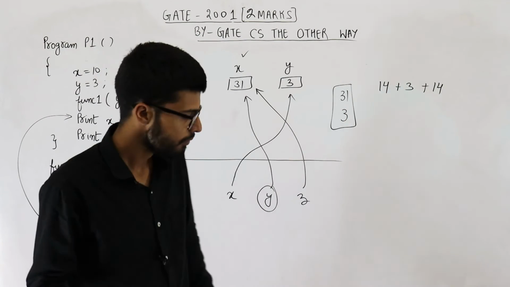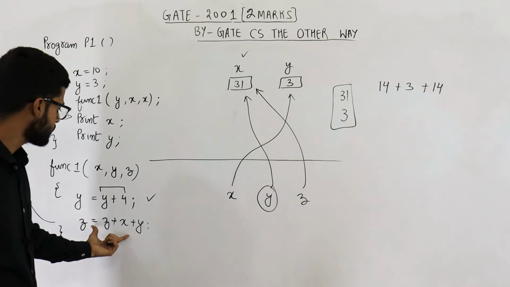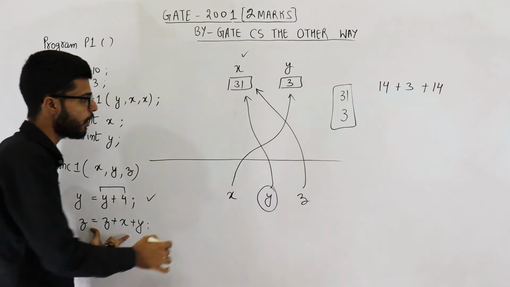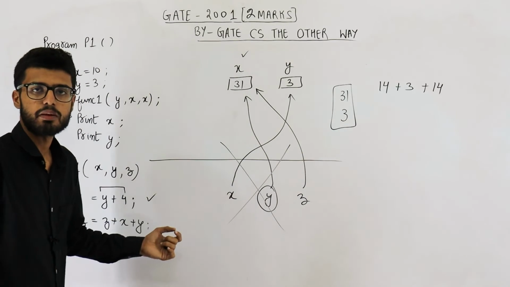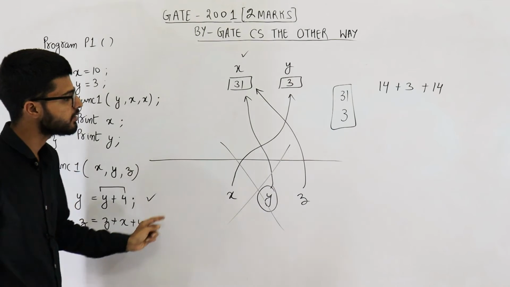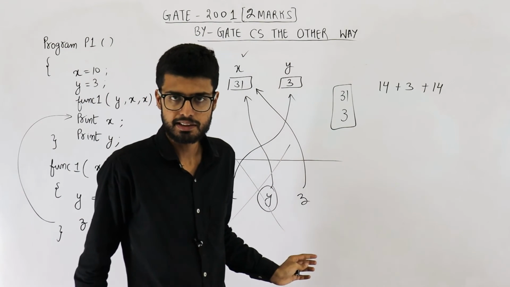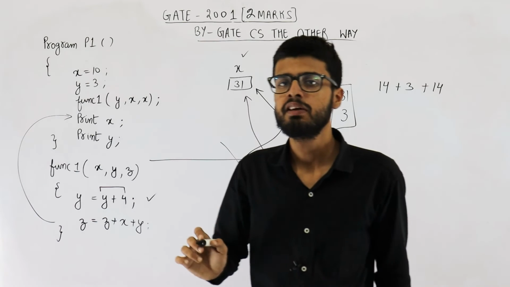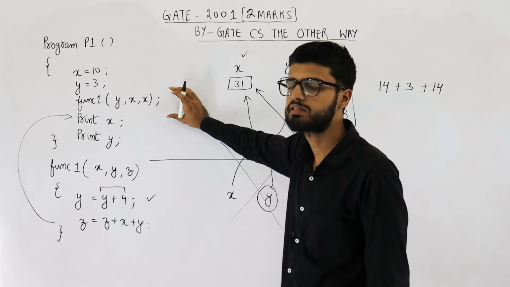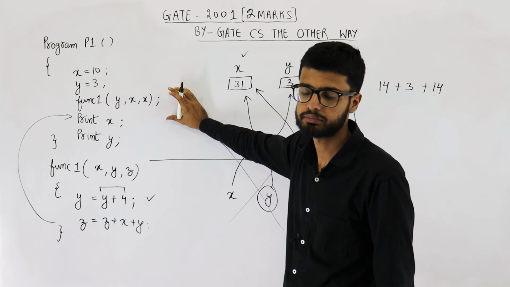Now see, whenever this last line was executed, all of these variables will be deleted, because these are local variables. Whenever a function call ends, local variables are immediately deleted, and this is the output. The output is 31, 3, as they have said call by reference is used.